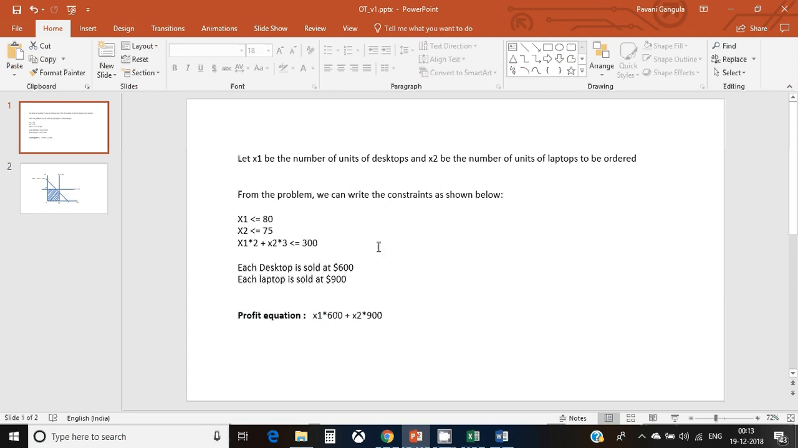It's also given in the question that each desktop is sold at $600 and each laptop is sold at $900. So the profit equation turns out to be x1 into 600 plus x2 into 900. If you try to visualize all the three constraints in graphical form, the solution should look somewhat similar to this.